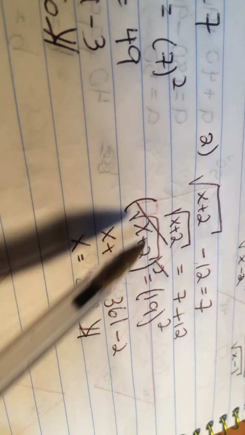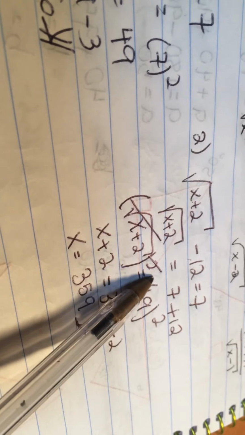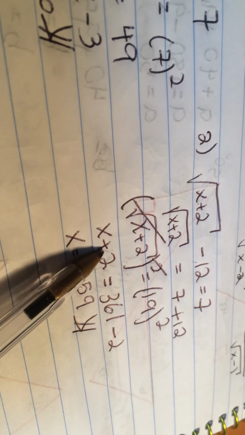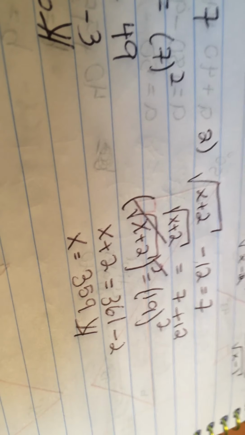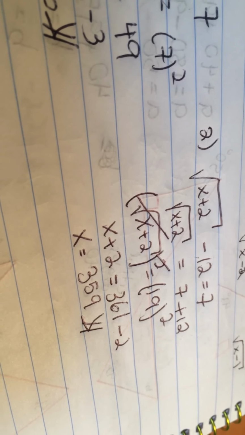We're just elevating to the square, both sides. This is eliminated. Then this one moves to the other side as negative. So 359. Okay, let's do number 3.